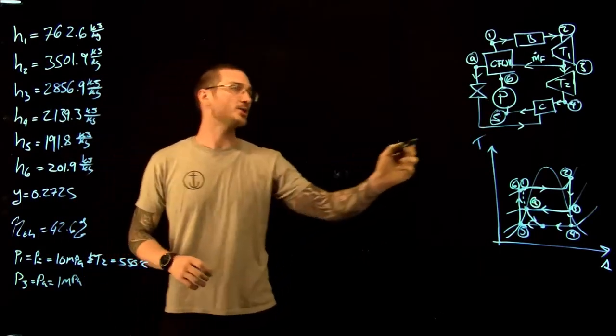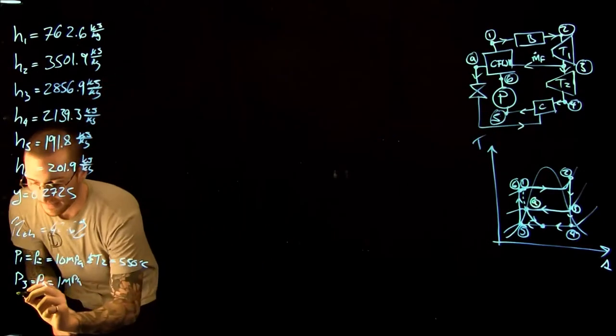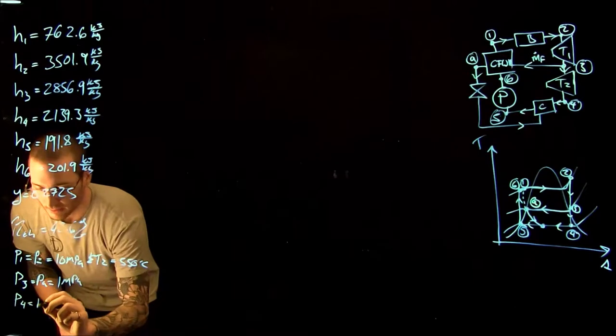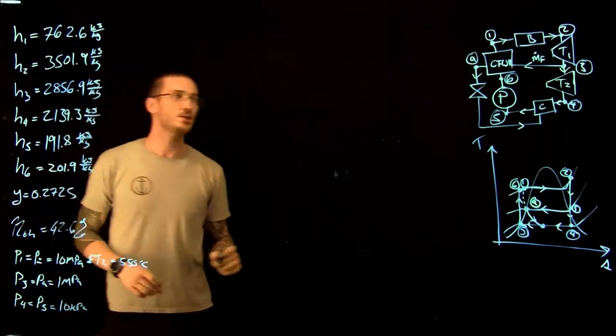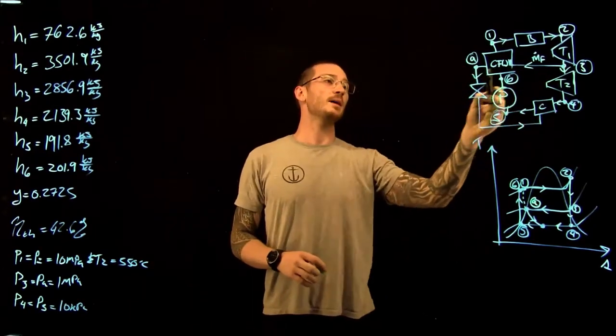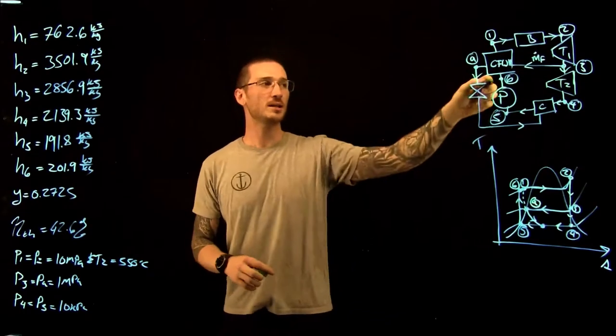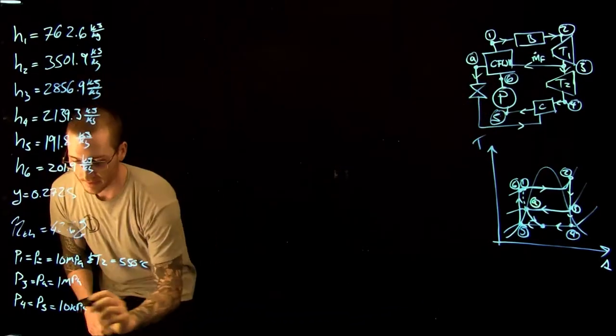So we know that the pressure at 4 is equal to the pressure at 5 is equal to 10 kPa. And I forgot to mention, this is a closed feed water heater, meaning this here is at 1 megapascal, but after our pump, we're actually at 10 megapascals, so the pressure at 6 is also equal to 10 megapascals.